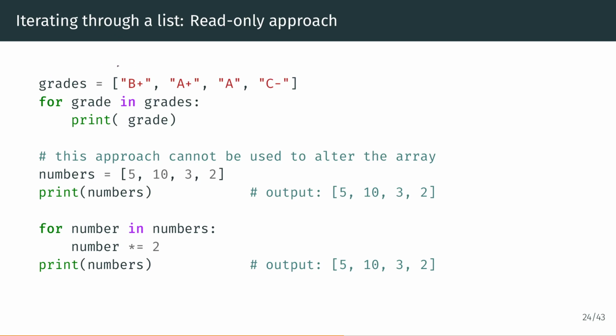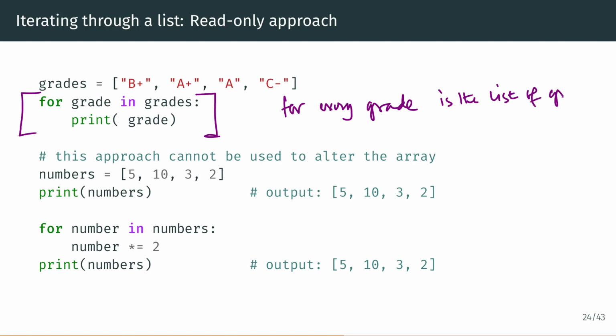Okay, so we have a list of grades. Again, the indices are 0, 1, 2, and 3, but we don't care. We don't care what the indices are, we don't care what the length of the grades is. But Python will let you do this. It will let you say, for every grade in grades, print grade. If you translate this statement into English, what you're saying is, for every grade in the list of grades, print grade.